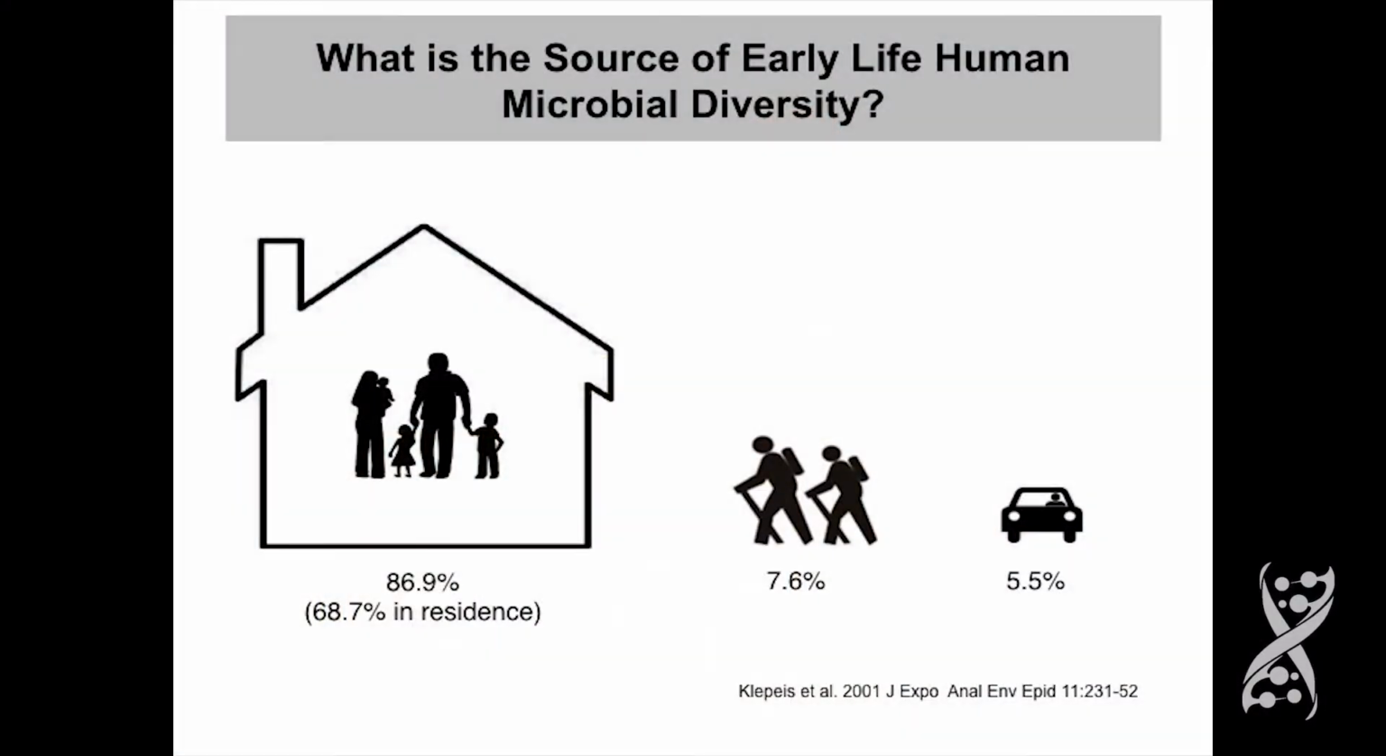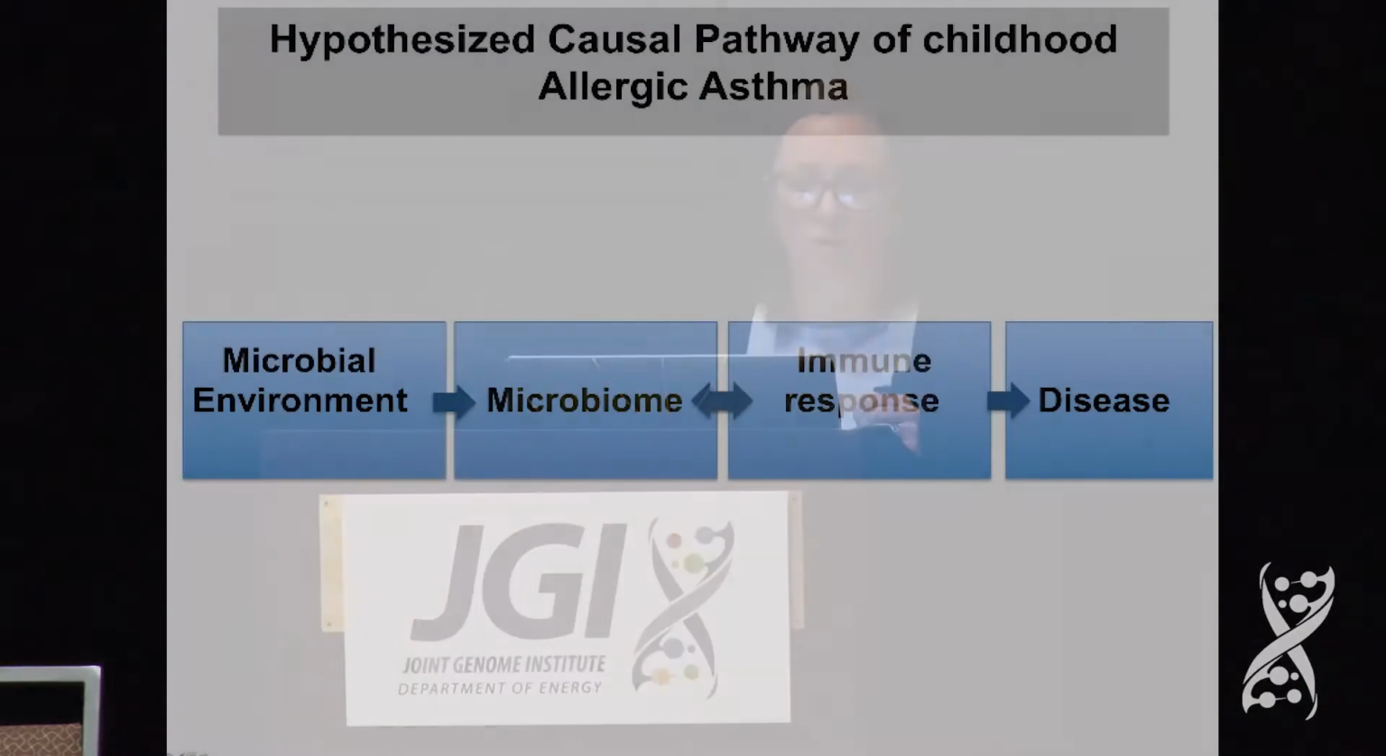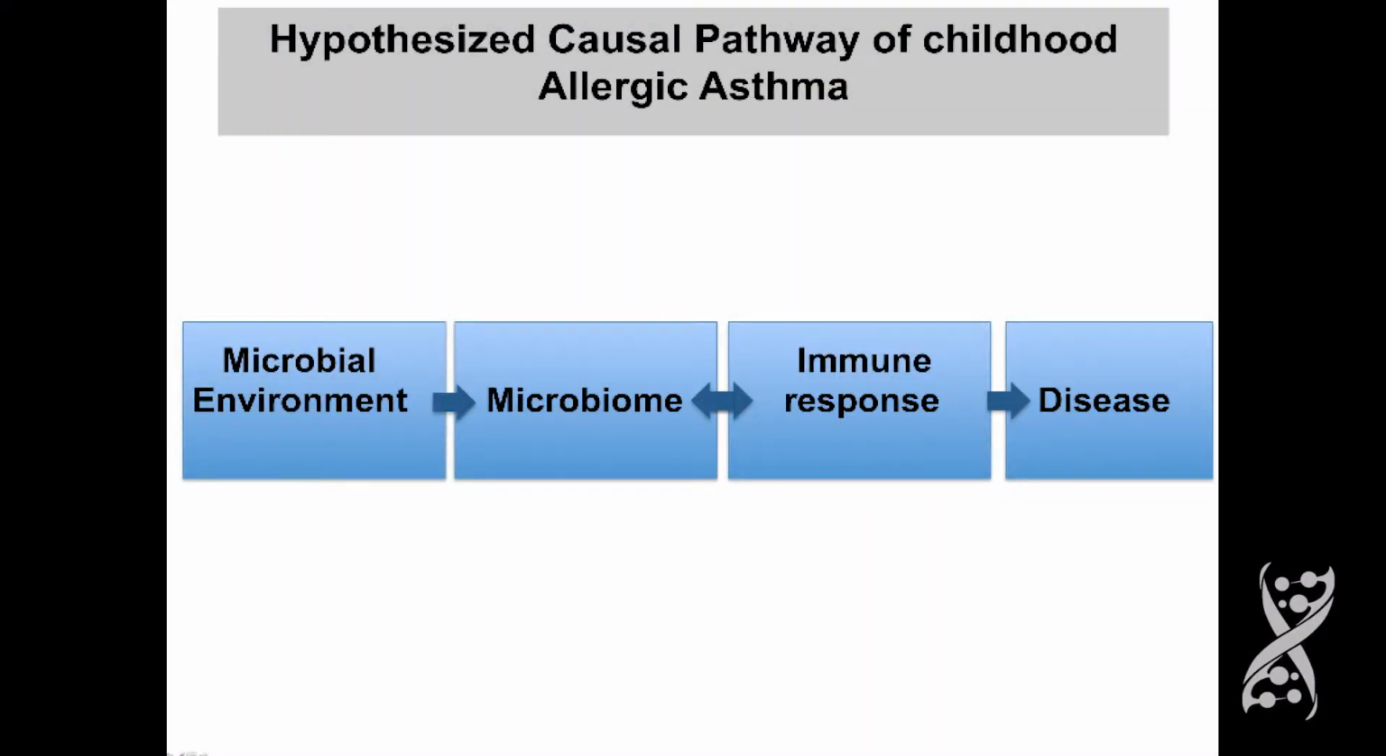And a study by Klepeis and colleagues in 2001 examined how much time in Western nations we spend indoors. And it's actually quite staggering. It's almost 90% of our time is spent indoors, with a very large proportion of that in our residences, almost 70%. And so collectively, we brought all of these observations together to propose a causal pathway for childhood allergic asthma development, in that the local microbial environment in the home of a child maybe influences their microbiome development in a manner that dictates a host immune response and disease susceptibility.